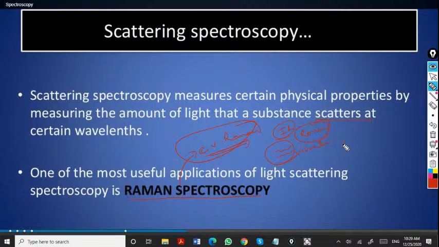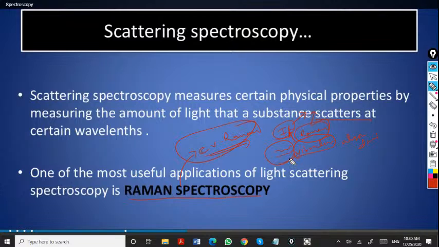Both are absorption spectroscopy. If it is at the atomic level, it is atomic absorption spectroscopy. If it is at the molecular level, it is molecular absorption spectroscopy. In vibrational spectroscopy, if it is IR, there are two specific rules which differ between IR and Raman spectroscopy. In detail we will discuss that.